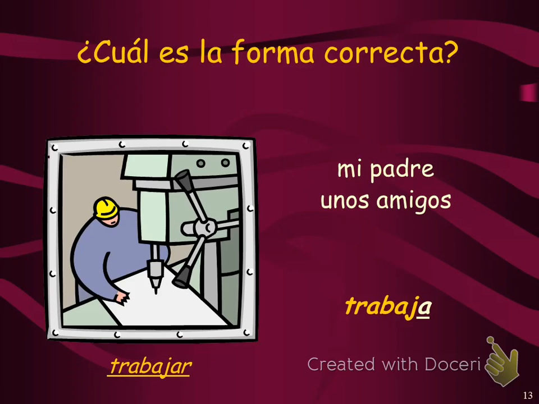Okay. What about unos amigos? Trabajan. Good. And this is a good review. What's unos mean? Now, it does go, good. It does go with the they conjugation, but it's some. Some friends work, trabajan. Good.